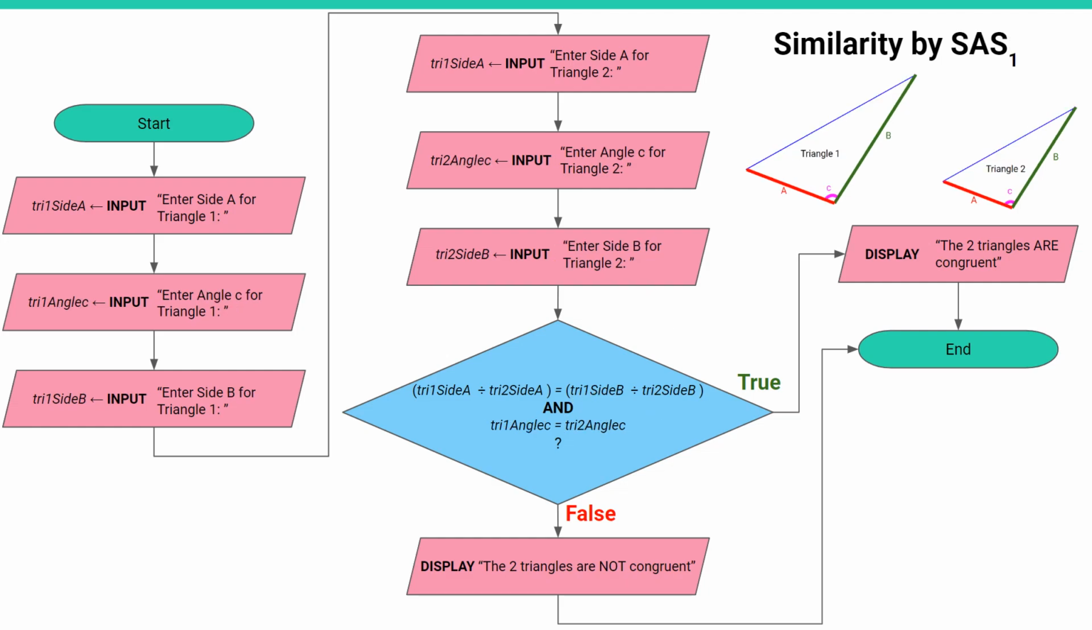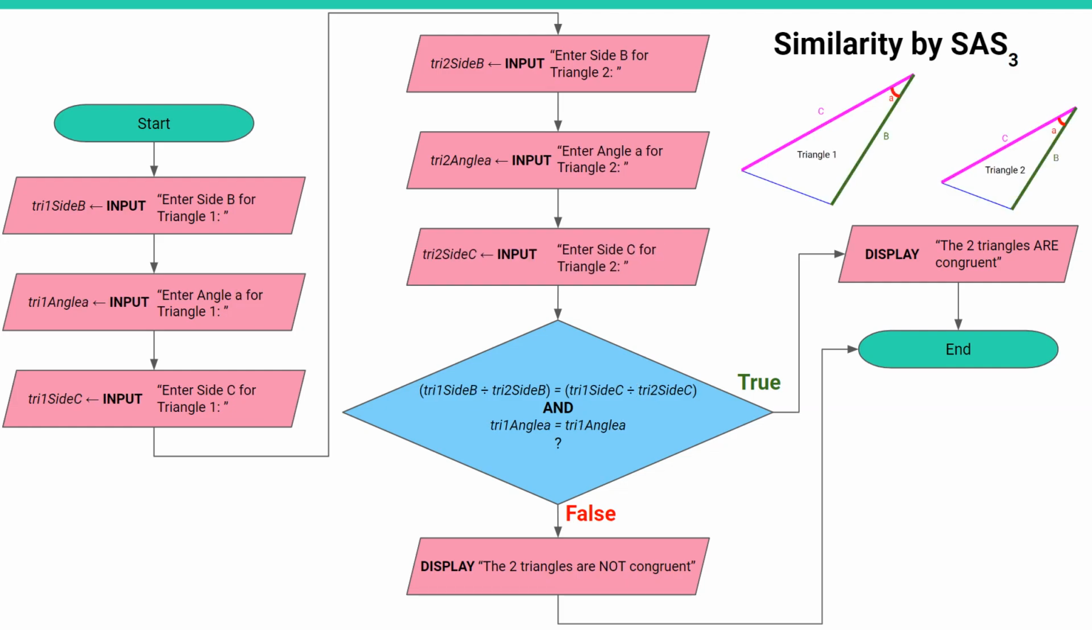A similar thing happens with side angle side for similarity, asking for 3 pieces of information, a side, an angle, and a side. And then the way this works is if the angle is equal and the ratio between the sides are equal, then they are similar. So here we form a ratio between the 2 side A's across both triangles. We're checking whether that's equal to the ratio between the 2 side B's across both triangles, and the angles have to be the same. And there's various combinations of SAS for similarity. And those conclude all of the congruence and similarity algorithms for triangles.